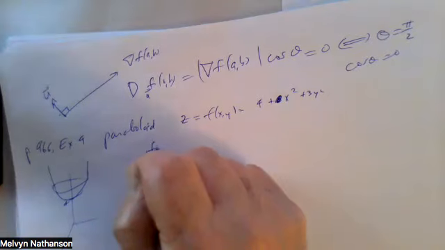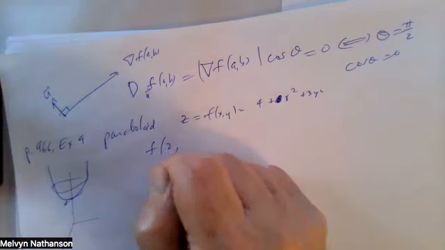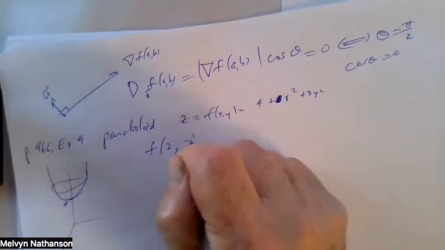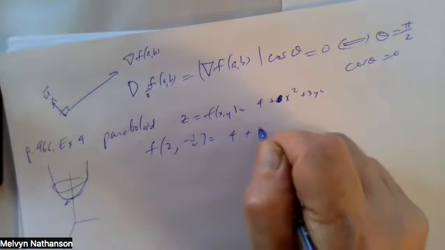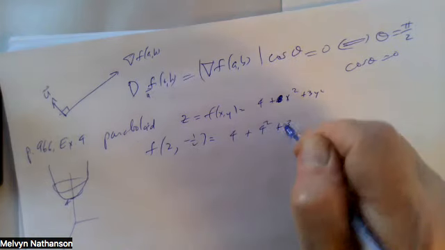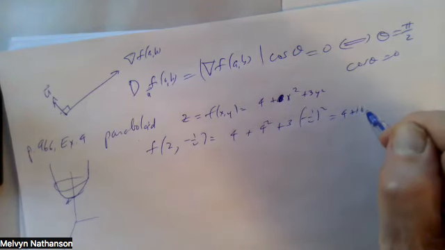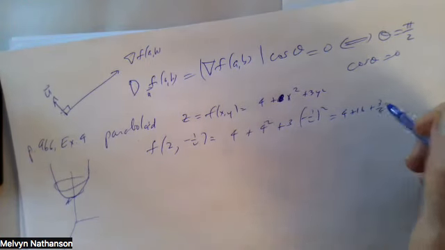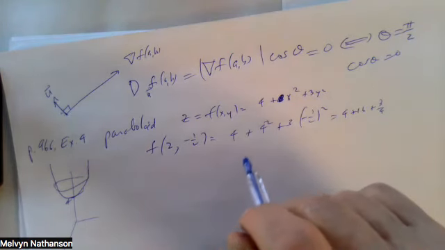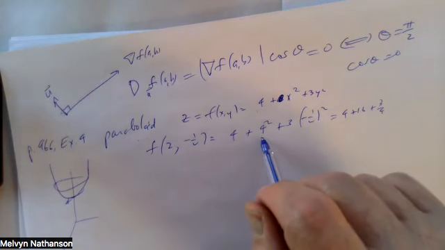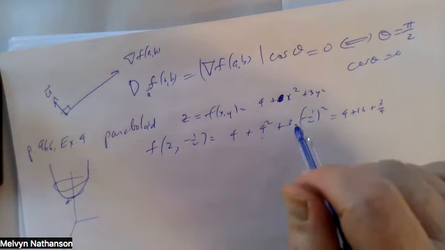And if we take f of (2, -1/2), what does that equal? That's 4 plus 2 squared, plus 3 times (-1/2) squared. That's 4 plus 4 plus 3/4. Is that right? 4 plus x squared, that's 8, plus 3 times a fourth.